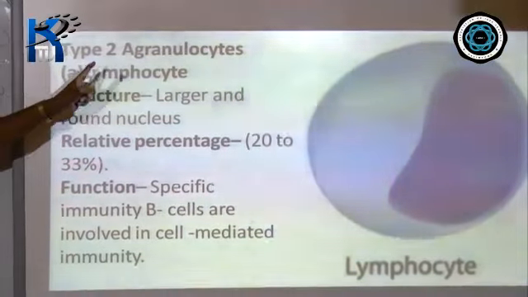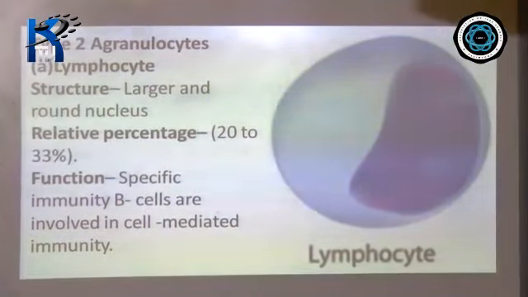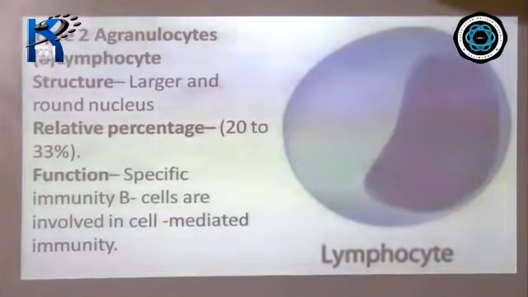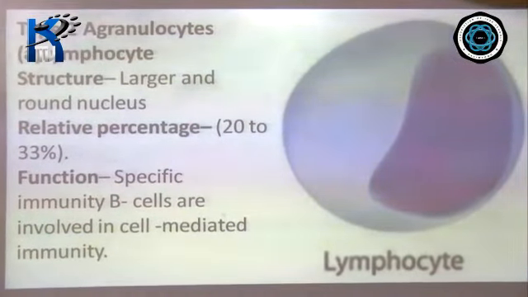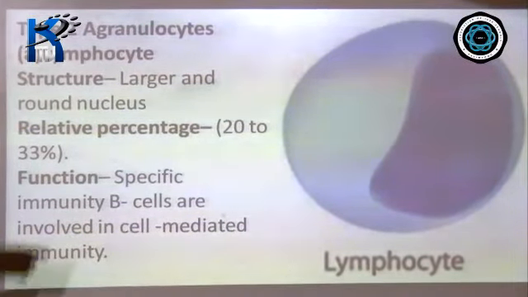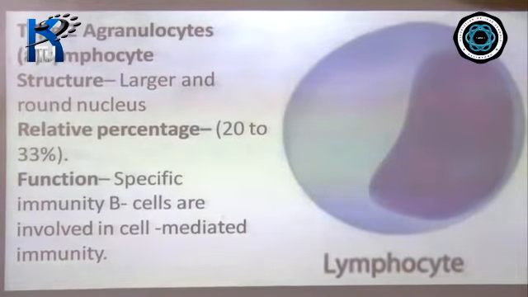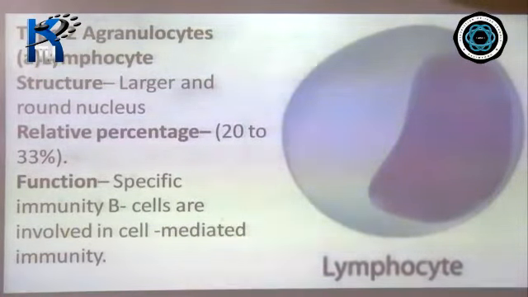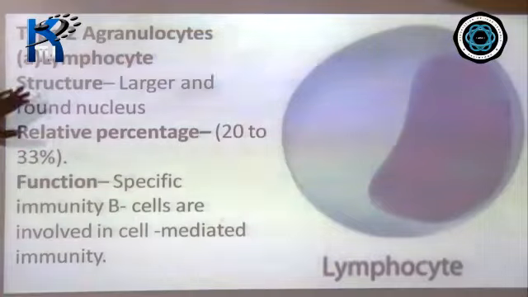Okay, type 2, that is all agranulocytes. That means these WBCs do not have granules outside. It is a smooth structure. And in the agranulocytes, one you have the lymphocytes, another you have the monocytes. First of all, we'll deal with lymphocytes.